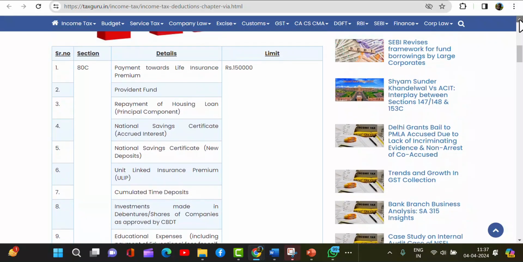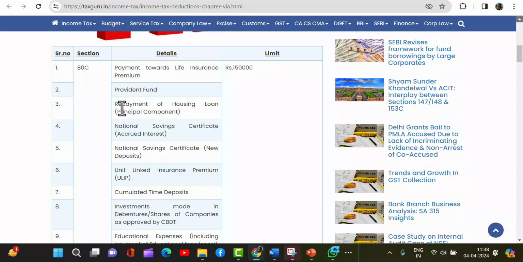Okay. So that means if you are putting money in any of these areas, you can take a cumulative limit of 1,50,000. So either you are contributing to life insurance premium or your provident fund contribution, which you're giving in your employment when you're working in a company. So your own contribution is going, so you can take that.